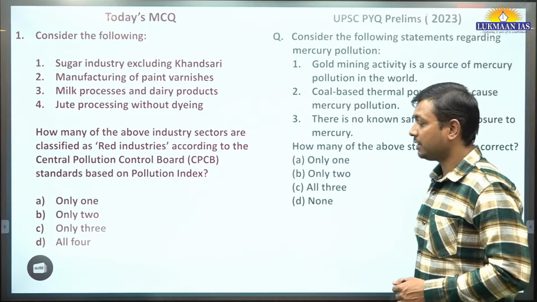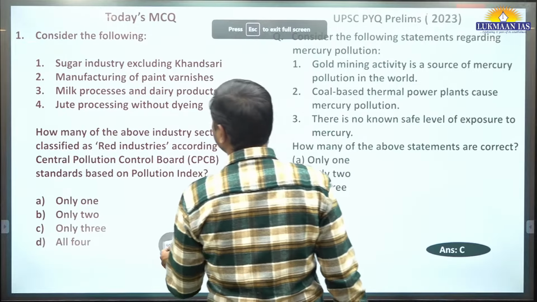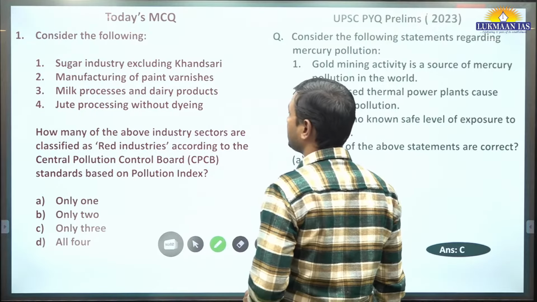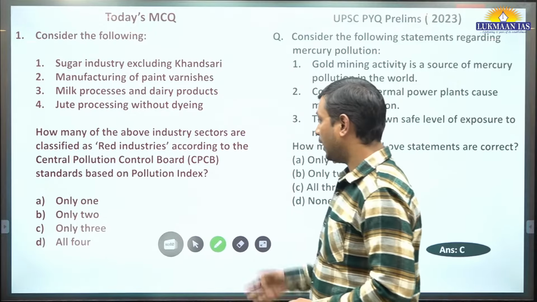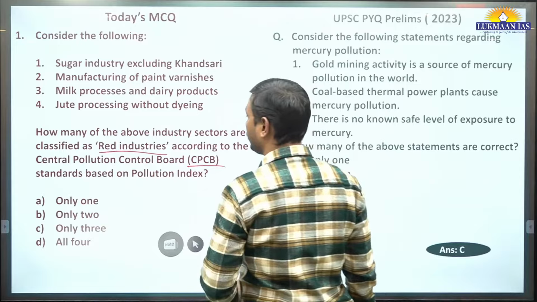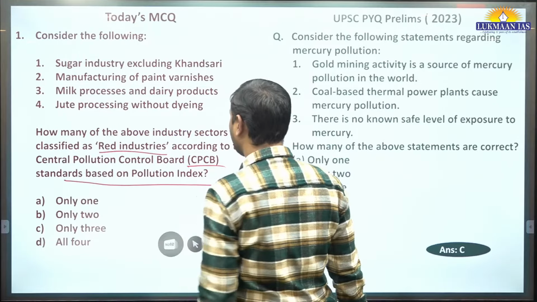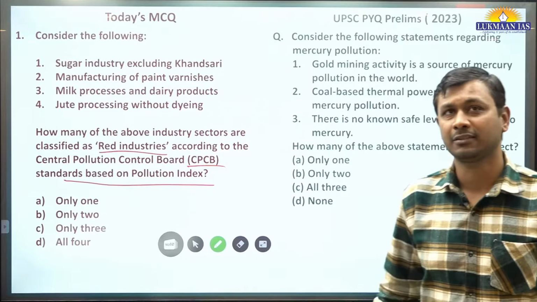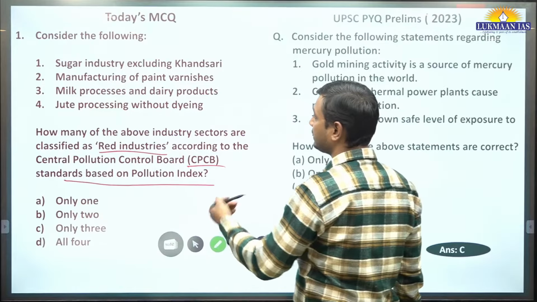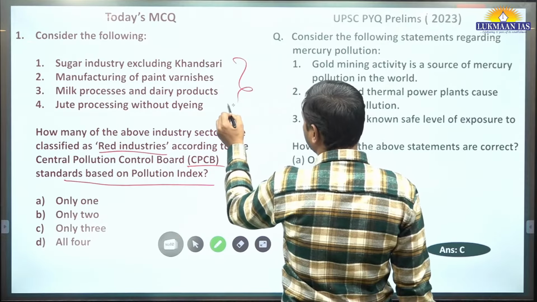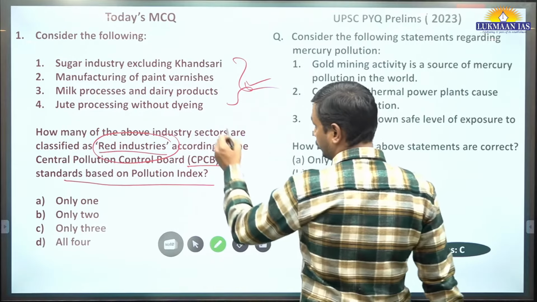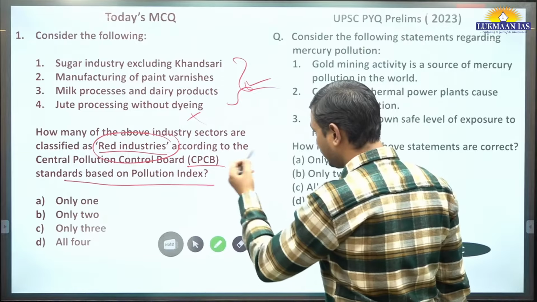The first question is: consider the following: sugar industry excluding Khandasari, manufacturing of paint and varnishes, milk processing and dairy products, jute processing without dyeing. How many of these industry sectors are classified as red industries according to the Central Pollution Control Board based on the pollution index score? Before telling you more, let us find the answer. These three are categorized as red industries under the CPCB pollution index. Jute processing is not classified as a red industry.